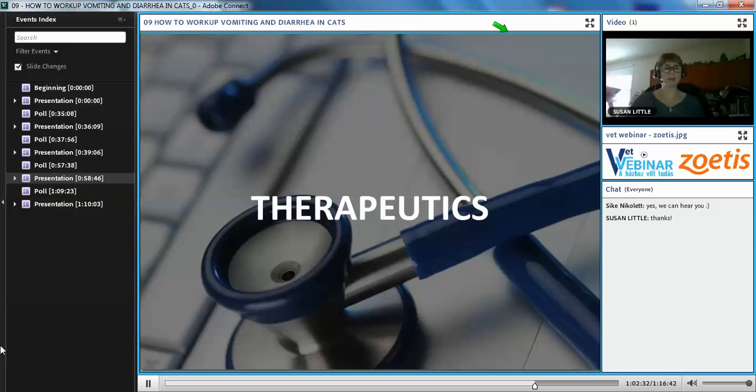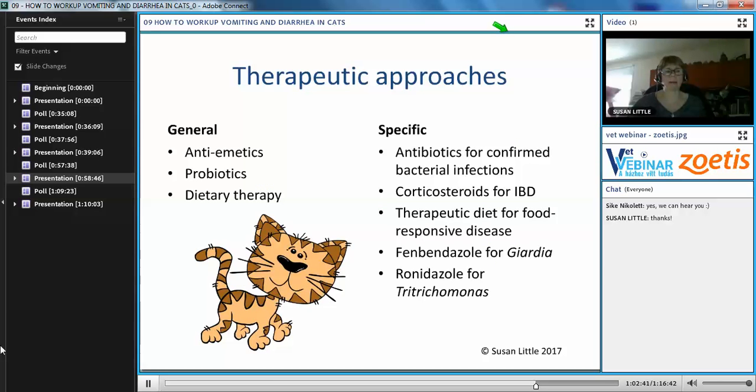Okay, so that's the suite of diagnostics. So we'll just talk a little bit about therapeutics. There's too many diseases to talk about specific therapeutics, but I did want to talk a little bit generally. So we're going to talk a little bit about antiemetics and probiotics. We'll spend a minute or two on dietary therapy. Of course, there's a lot of specifics. We will talk a little bit about antibiotics.